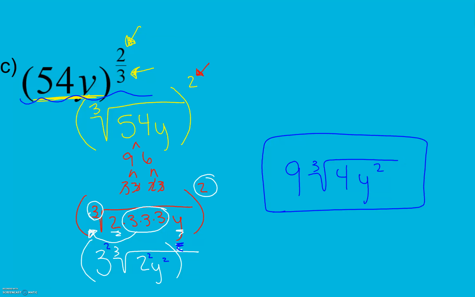Big thing to remember here is that we need to still have our index number there. A cubed root is very different than a square root, and we want to make sure that we have that value there.